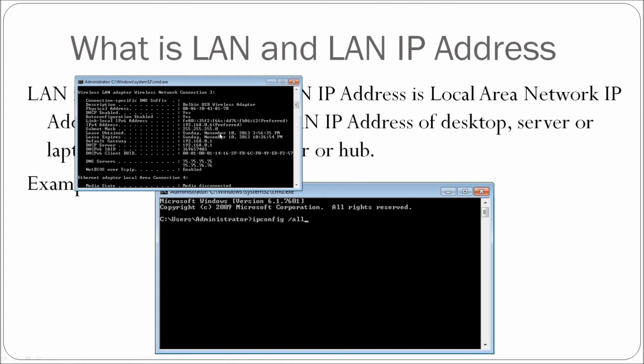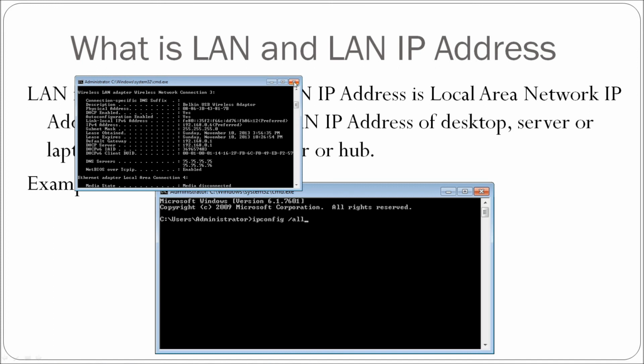So the public IP address, or WAN IP address, wide area network IP address, is pretty much the IP address for devices that are connected directly to the internet. And a LAN IP address is a local area network IP address for devices that are connected not straight to the internet, but to the router. And it could be multiple devices connected to the router.